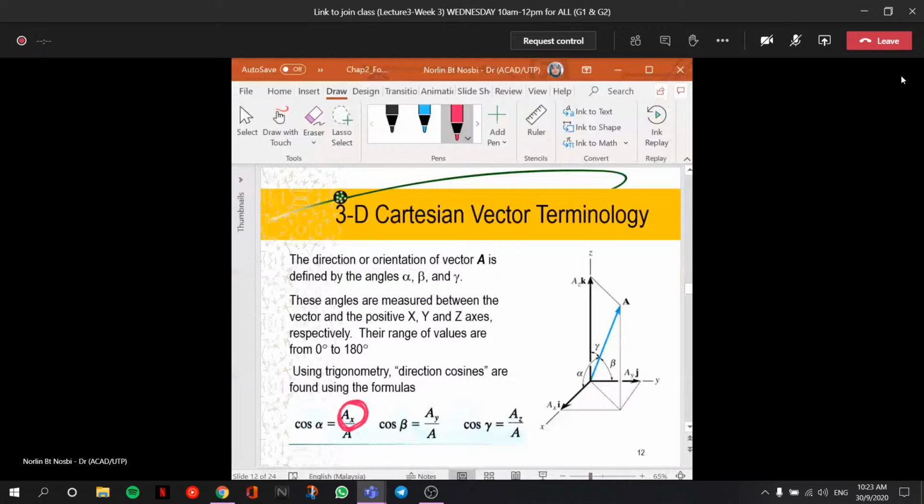This range value of the angle or the position is around 0 to 180 degrees.